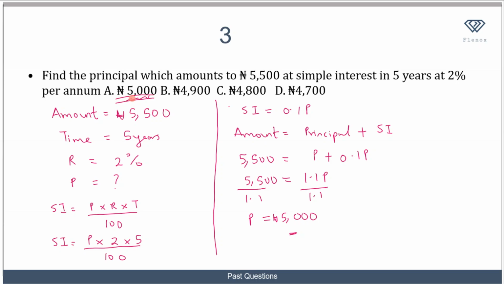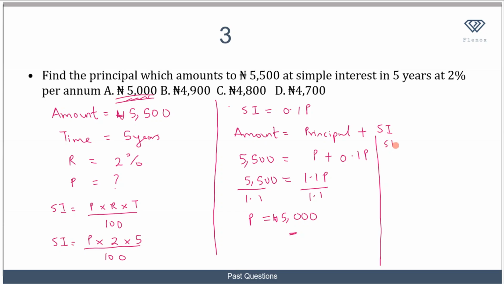So now you can see in this example that the questions that you might expect to come out might not be very straightforward, but if you understand the underlying concepts behind what we're talking about, then solving them will be very easy. And to check your answer, we can quickly do a quick check. And we can check by calculating what the amount will be if my principal is 5,000.